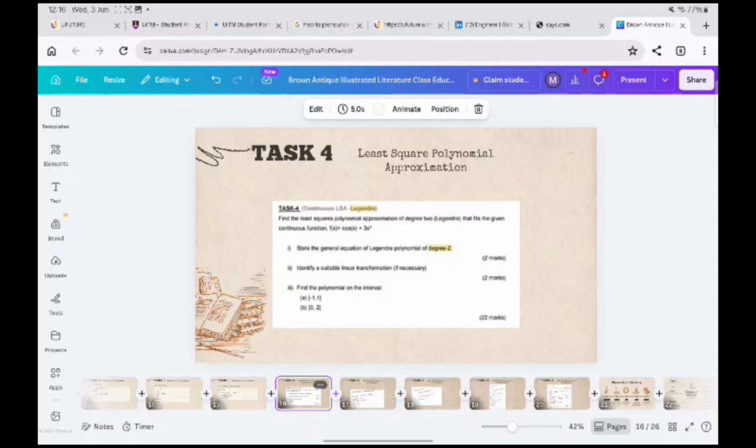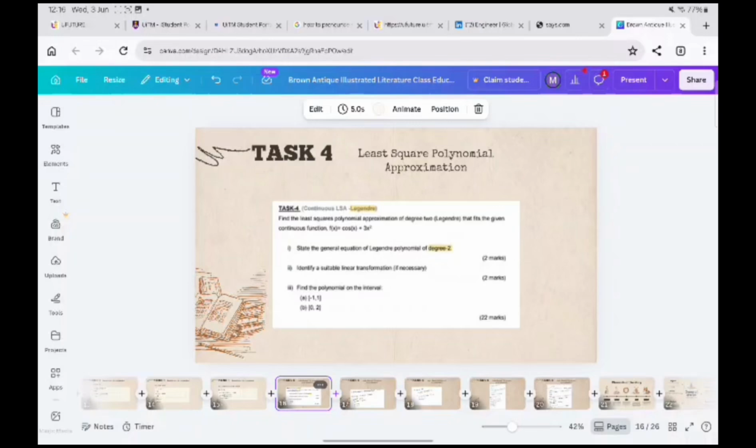Welcome. Good day, everyone. I will present task 4, which is continuous least squares approximation using Legendre polynomial. For this task, we need to find the least squares polynomial approximation of degree 2 for the function f(x) = cos x plus 3x squared. This task has 3 parts: question 1, question 2, and question 3. Let's start with question 1.